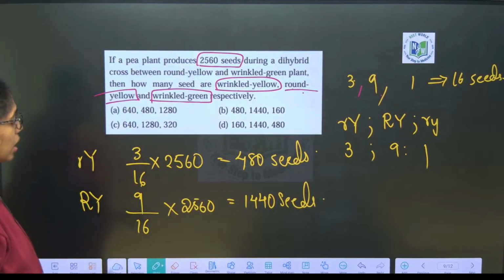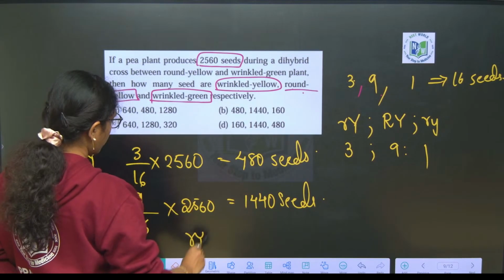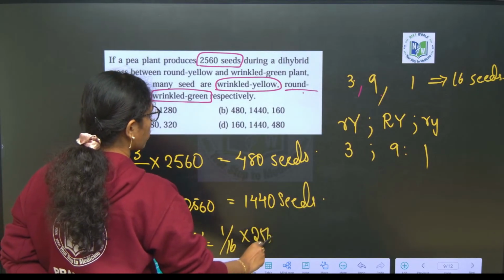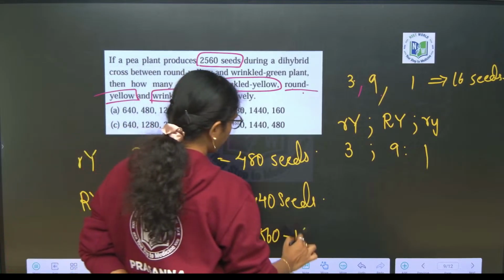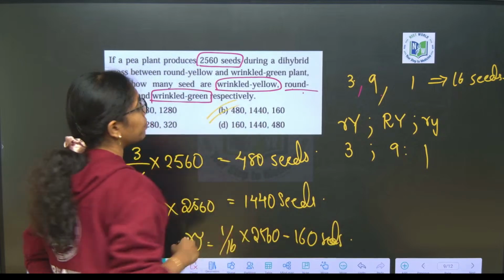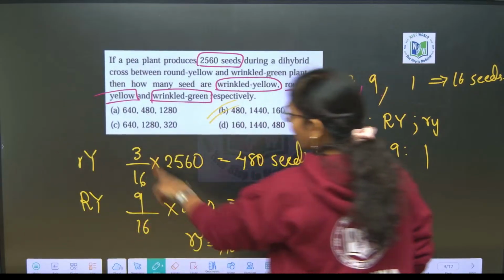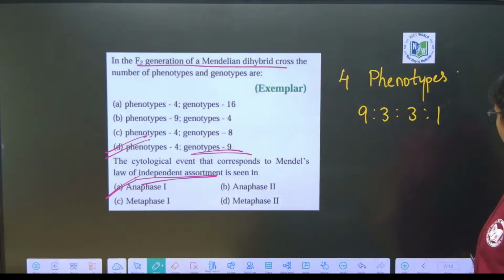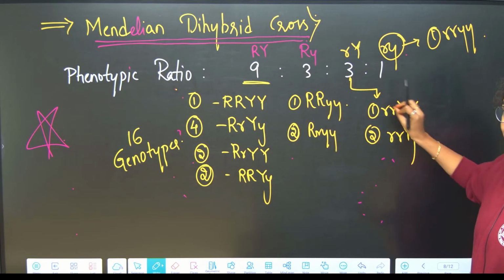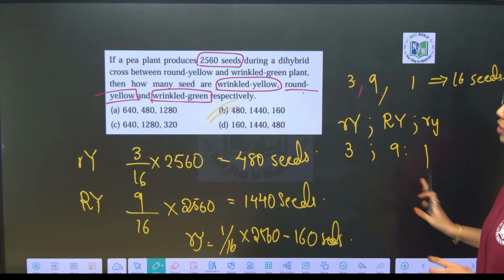And then the one wrinkled and green, that is 1 by 16 into 2560. What will be your answer? Approximately 160 seeds. Fine. So, option B is the right answer over here. This is how you have to calculate. How these ratios you can easily remember by looking into this distribution properly. If you clearly understood this distribution and can fix this in your mind, then you can easily apply those ratios and identify the answers for such questions.